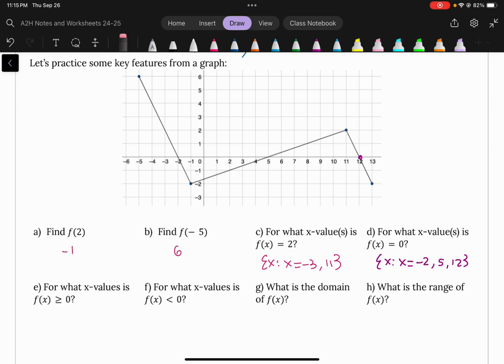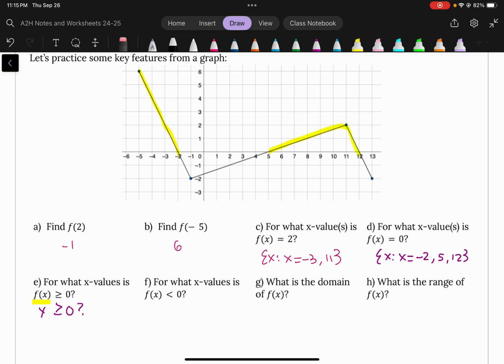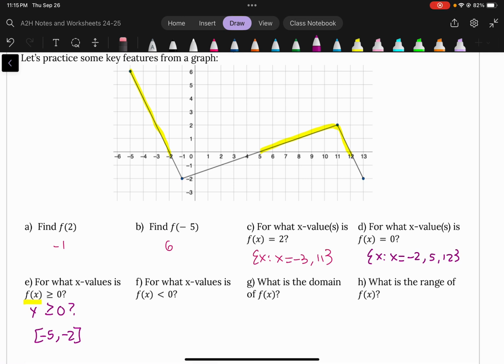In this one, let's pick this color. Where is it less than 0? Well, that's everything else, but I'm not going to include negative 2 and 5, right? Because at negative 2 and 5, we know it's equal to 0, so don't include it. And we will include 13 because that's definitely negative, right? And it's part of the graph, right?